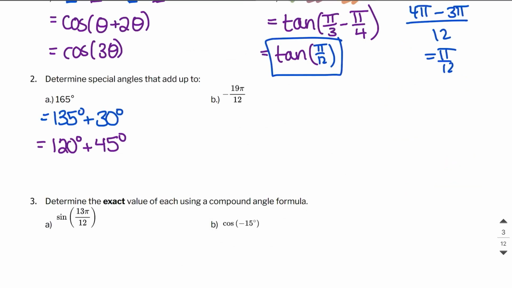Now for negative 19 pi over 12, this time we need to choose angles in radians. So for starters, one option that I could write down, for example, is I could say that this is equal to negative pi over 12 minus 18 pi over 12. But the problem with this is that this negative pi over 12 is not a special angle. So I need to break this up into things that I know would become special angles.